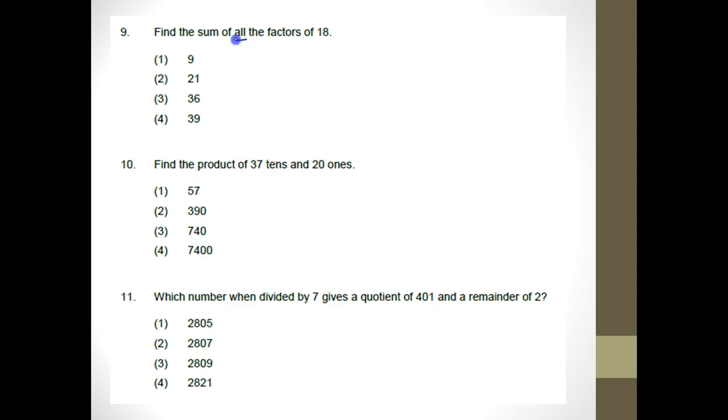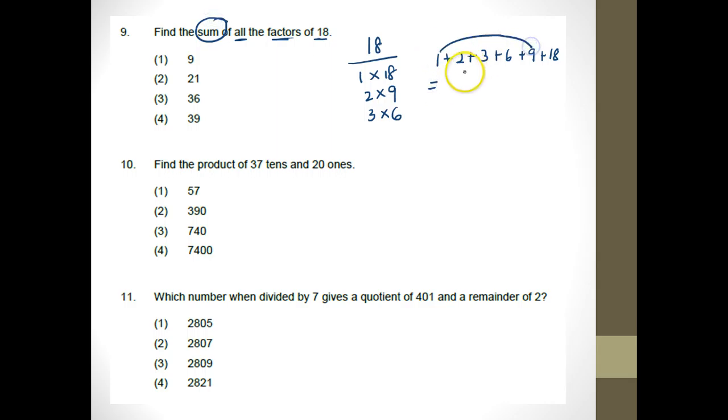Question 9. Find the sum of all the factors of 18. So the factors of 18 are 1 times 18, 2 times 9, 3 times 6, 6 times 3. So the factors are 1 plus 2 plus 3 plus 6 plus 9 plus 18, because I want to find the sum. Okay, when I add, this is 10. So I have 10 plus 20 plus 9. So it is 39. Option number 4.